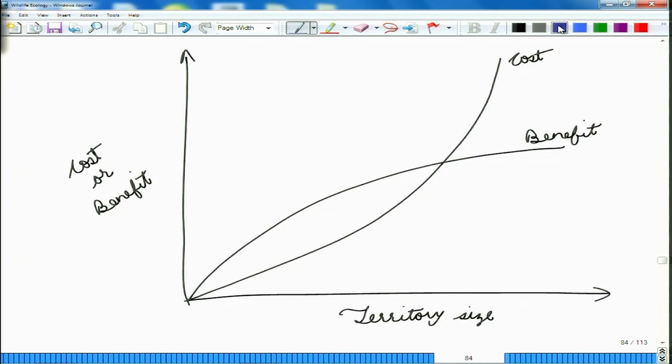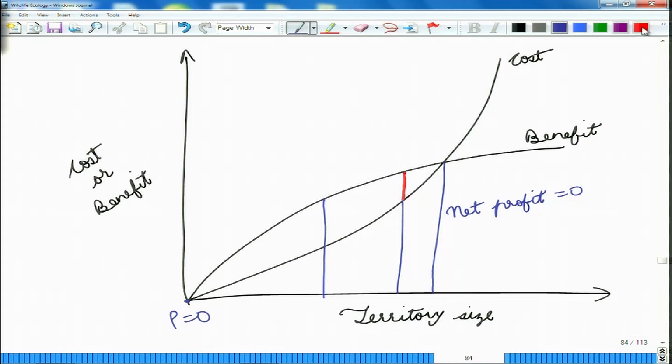Now if we are considering a territory size of this much, at this territory size the cost and benefit are equal. So the net profit is 0, and similarly at this particular point the net profit is equal to 0. Now at this size of the territory we have a profit that is given by this much, which is the benefit minus the cost, and at this size you have a profit that is given by this much, which is the benefit minus cost, and if you take another area to the left, again the profit reduces.